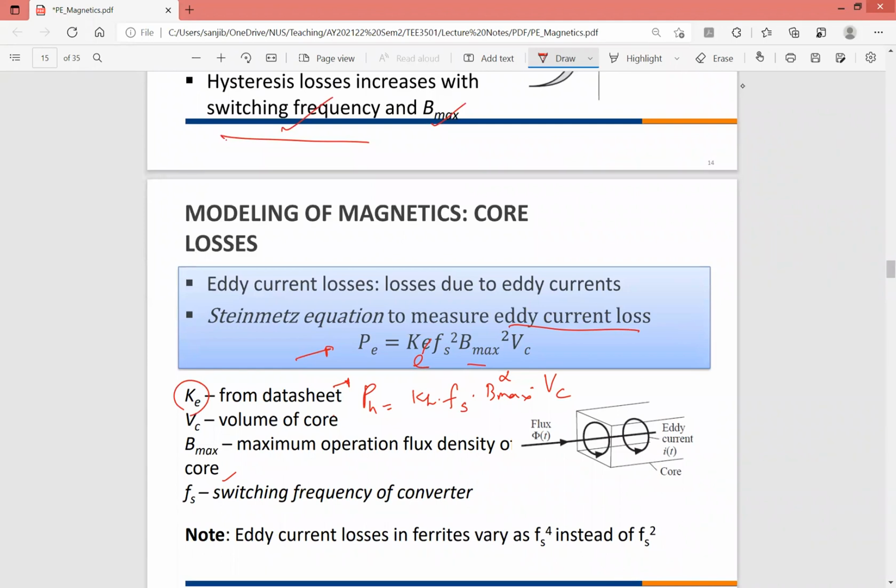Eddy current loss is given here pictorially: these are the small loops within the core. The core is not supposed to carry any current, right? The core's job is to produce the flux or host the flux. But because the flux is changing, it will induce a voltage, and that voltage will create these loops.